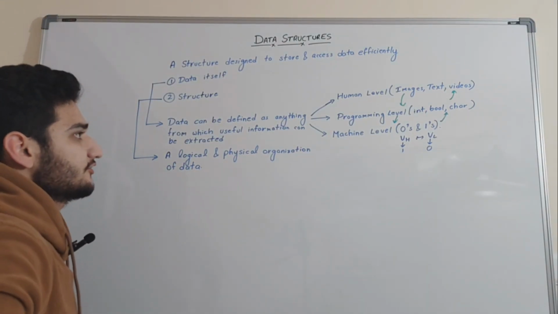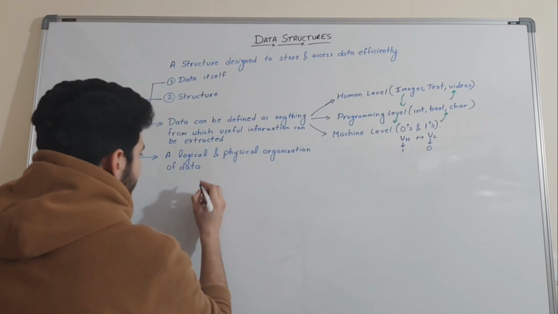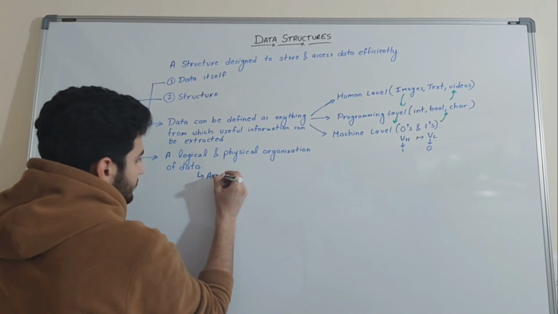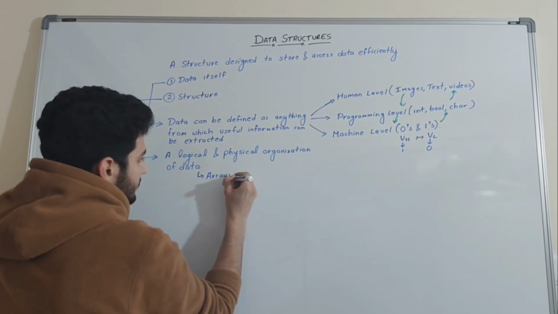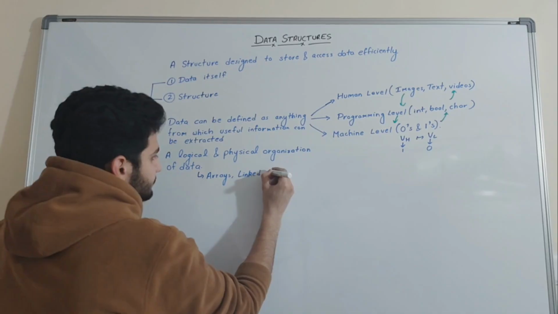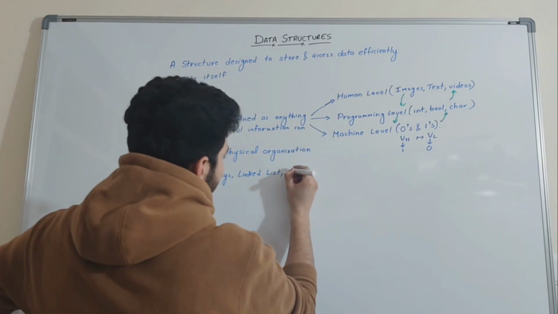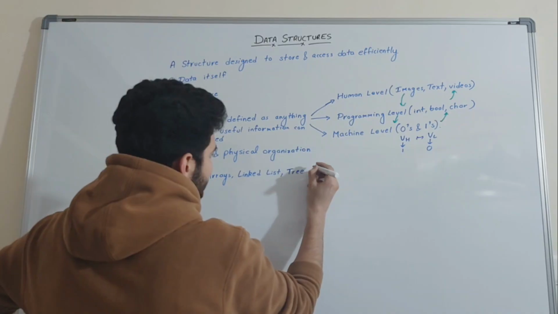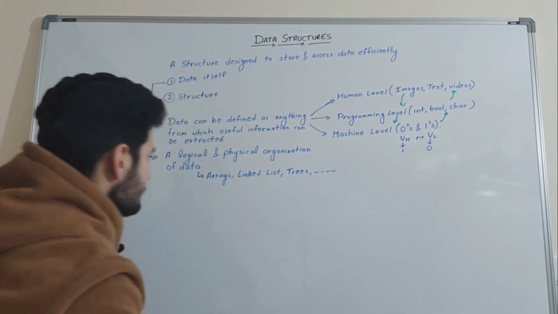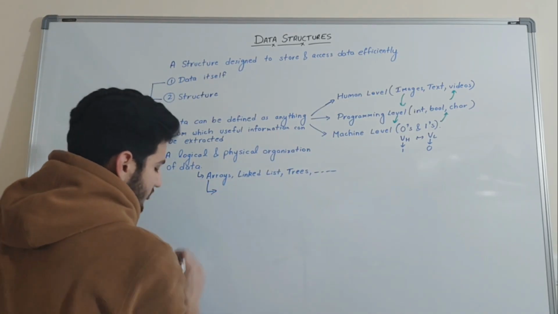We have designed a lot of structures to hold data. We have arrays, we have linked lists, we have trees, graphs, queues, stacks, and so on. Let's discuss an array. What is an array?